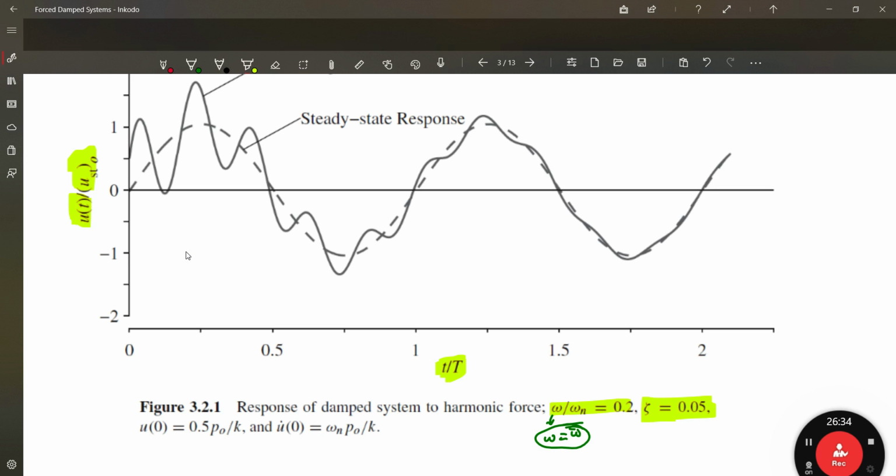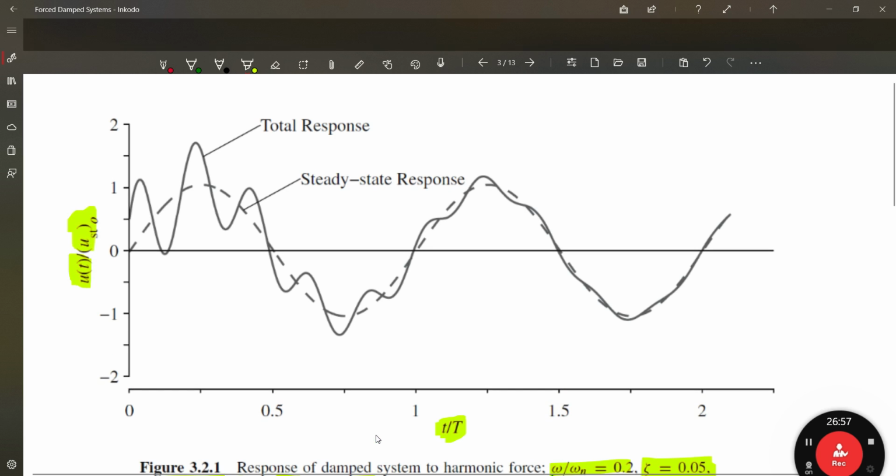And we have u node, which means the initial displacement, and it equals 0.5 P node over K. And u dot at 0 means the initial velocity, and it equals this quantity, omega n P node over K. So when we plot this response, we get this nice response in front of us. Okay, now let's go and see more.